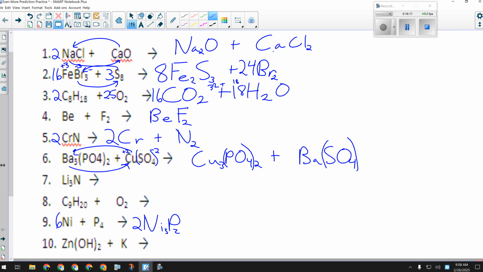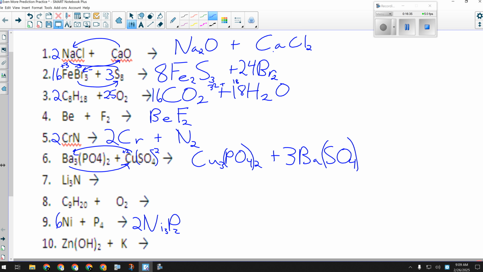Okay, they have the same charge, so it doesn't matter which one I pick. So there's 3 barium over here. How many here? Just 1. Okay, so I'm going to put a 3 in front of that. Now that gives me how many sulfates? 3. Okay, so I got to go back over here.